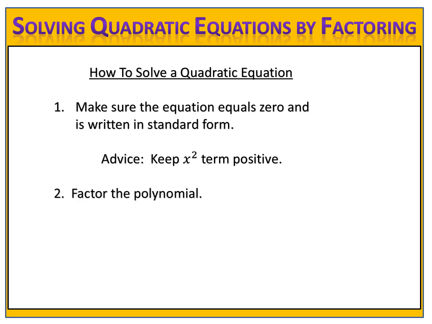Step 2 is to factor the polynomial. You may have a greatest common factor, a difference of two perfect squares, or a trinomial that you need to factor. Step 3, set each factor equal to 0 and solve. Let's take a look at some examples to see exactly how this works.